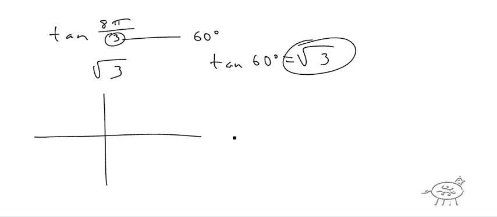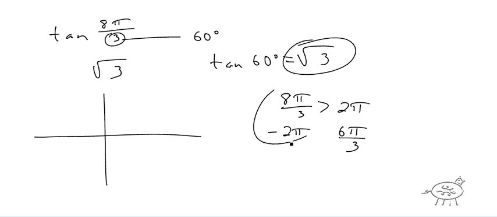Well, first of all, 8 pi over 3 is greater than 2 pi. So I have to do coterminal. I have to subtract versions of 2 pi. And that means subtracting, what's 2 pi in terms of 3? Isn't that just 6 pi over 3? Do you guys agree with that? So I'm subtracting 2 pi, so I'm going to get 8 pi over 3 minus 6 pi over 3 is 2 pi over 3. Okay, so now it's good.